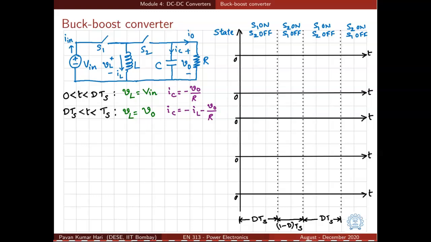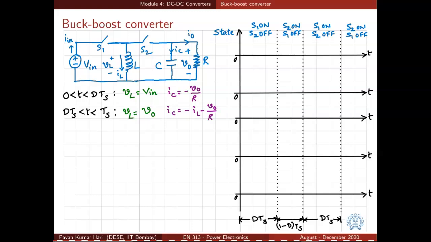Again, S1 is on and S2 is off for an interval of dTs, and S2 is on, S1 is off for an interval of 1 minus dTs. So if you look at the KVL equation in the first interval dTs, where S1 alone is on, VL is equal to V in, and in the second interval VL is equal to VO.